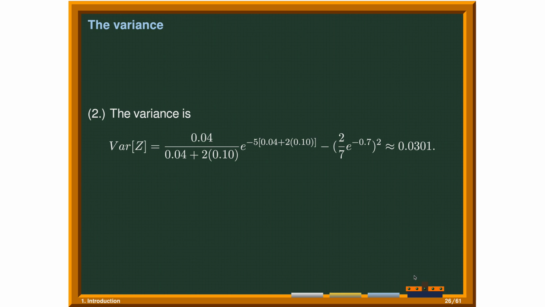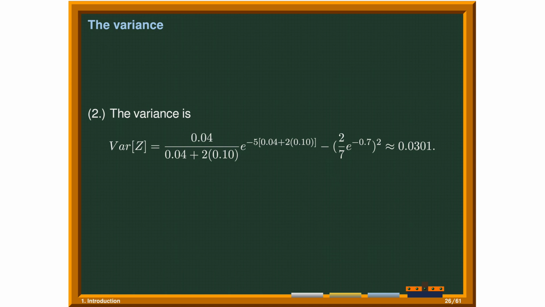Okay? And then we want the variance as well. So we can use again the rule of moments to get the second moment, right? So that means we replace every occurrence of delta by 2 delta. Right? So this is the second moment minus the square of the first moment. And that's approximately 0.0301.